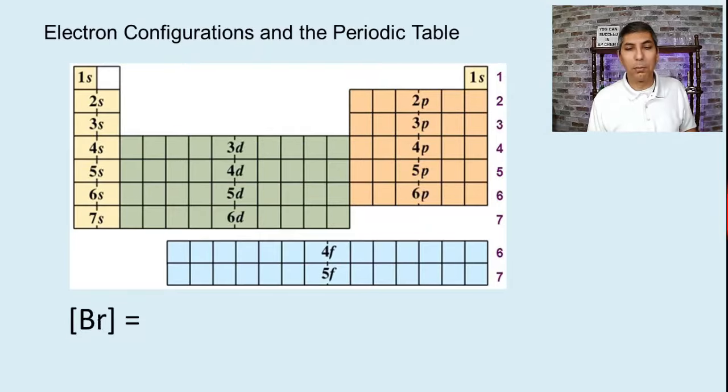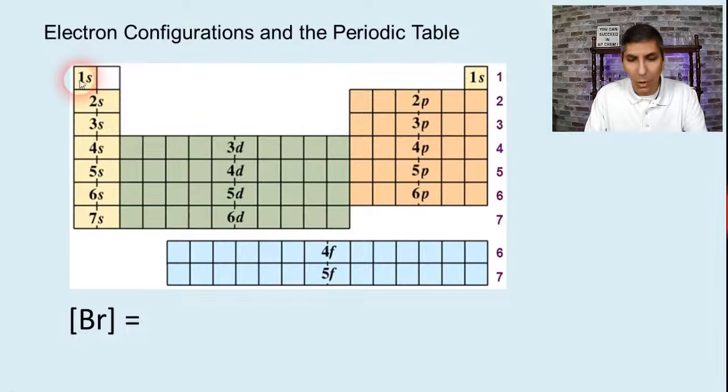Let's try another one. Let's try bromine this time. Now, once again, we always start at the beginning of the bus route, and we go all the way through these streets here until we get to our destination. Bromine is right here. We can make a little note of that on your graphic or on your periodic table.